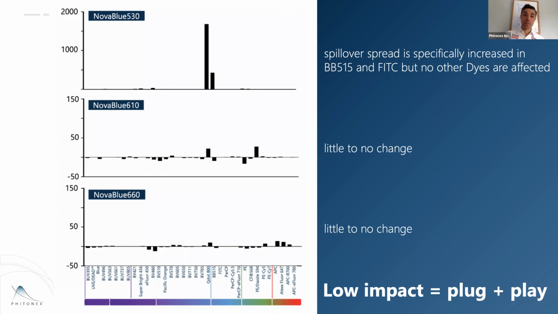That turns out to perform really well. Nova Blue 530 gets in the B1 channel and it's incredibly clean there. But I think the other thing to note is honestly what you're not seeing here, right? Which is that one, you don't see any off-target spread, and then for Nova Blue 610 and 660, you have little to no change in the spillover, right? And so in many ways you get a free upgrade.